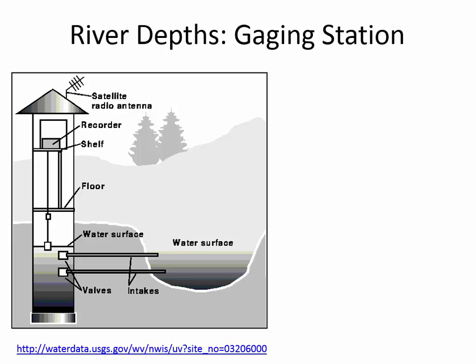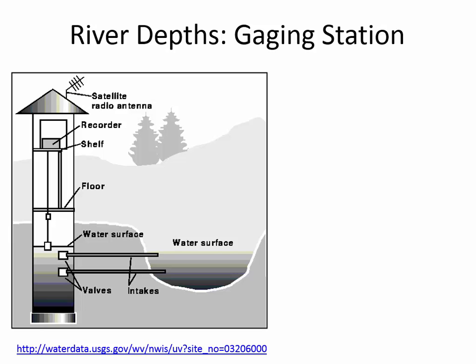This is sort of a cross-section of what a gauging station looks like. They have a wet well connected to the stream that's being measured. Water flows freely between the two, and then they've got some sort of an instrument, whether it's a pressure gauge or a float connected to a string. And just every so often they're measuring what the depth is.